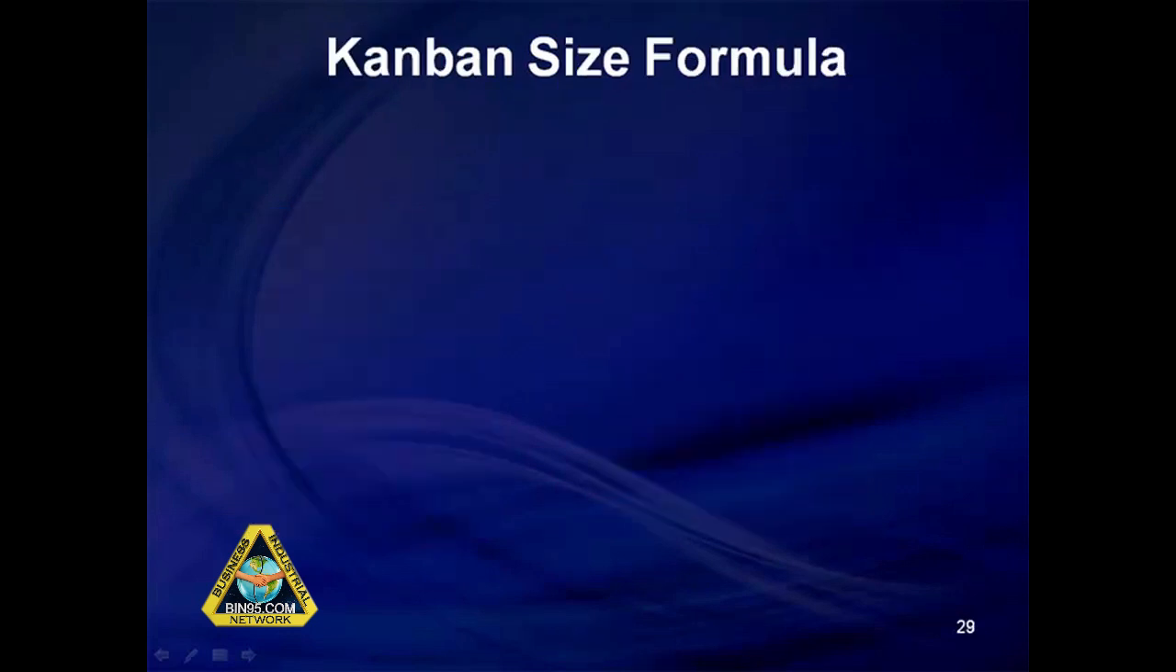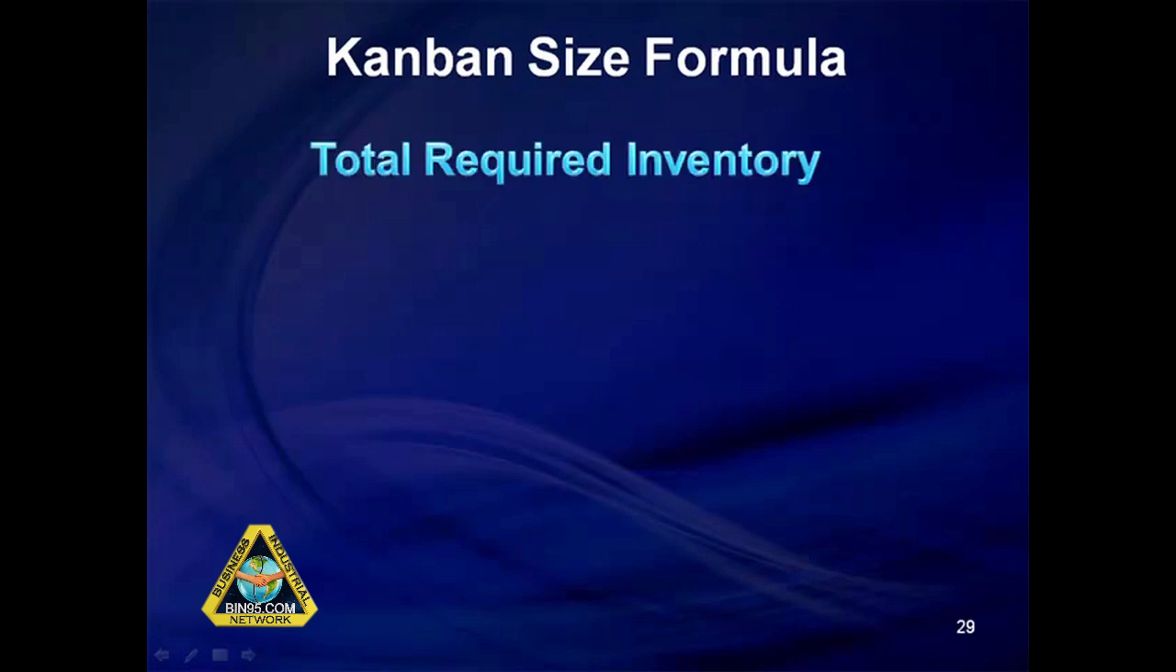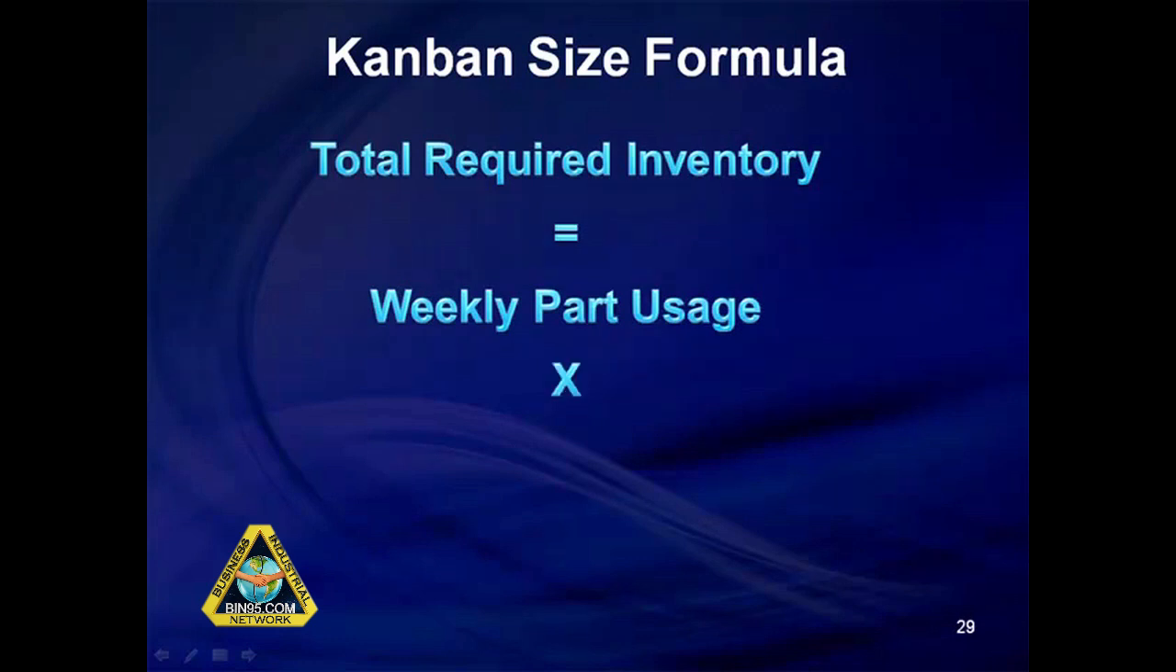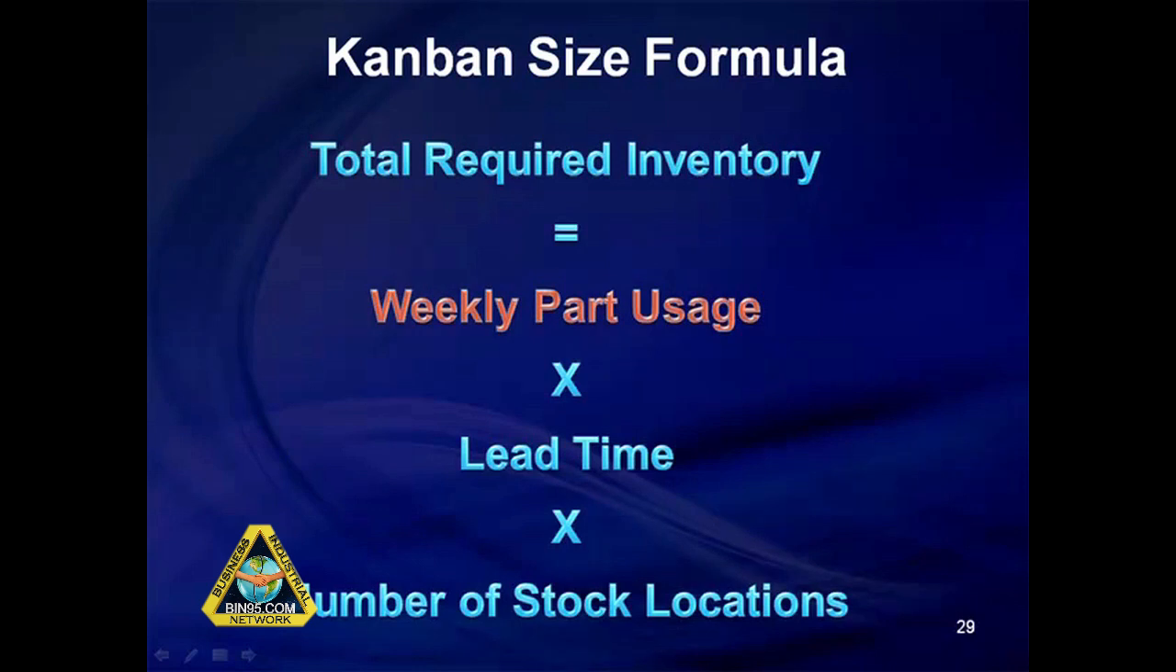You can determine your Kanban size using this formula. The total required inventory equals the weekly part usage times the lead time times the number of stock locations. But if the weekly part usage or lead time is not fairly stable, you will find yourself in trouble if you implement Kanban.